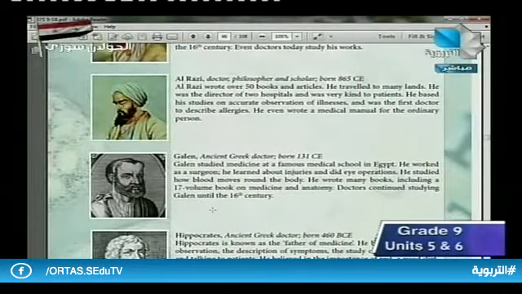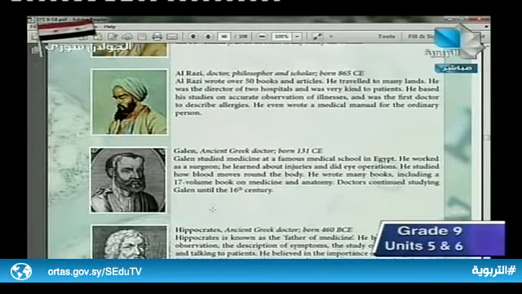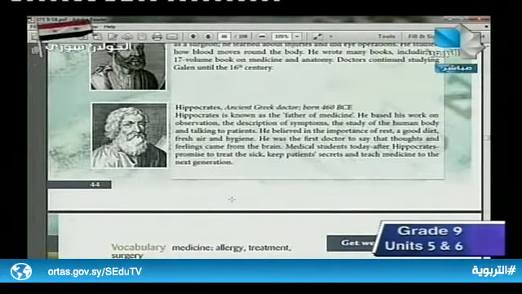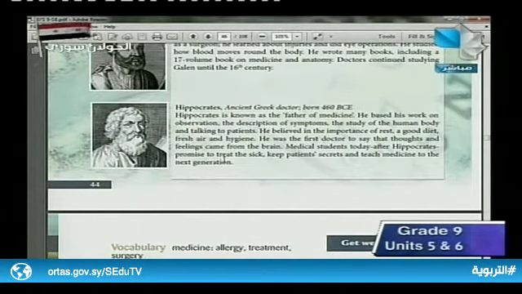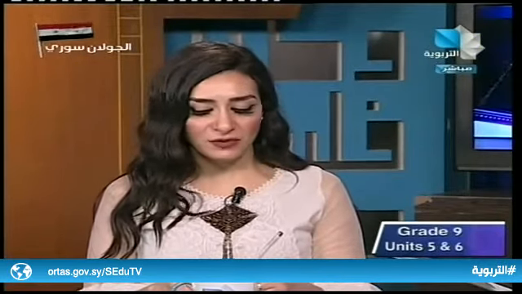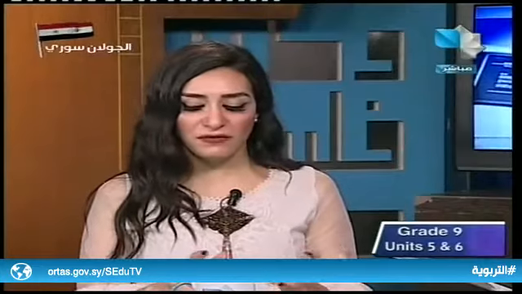Now, what do we know about Hippocrates? Again, he was an ancient Greek doctor. When was he born? You know the answer, both of you. Born in 460 BCE in the island of Kos, Greece. He is known as the father of medicine. This is Hippocrates, the father of medicine. This is the most important thing.